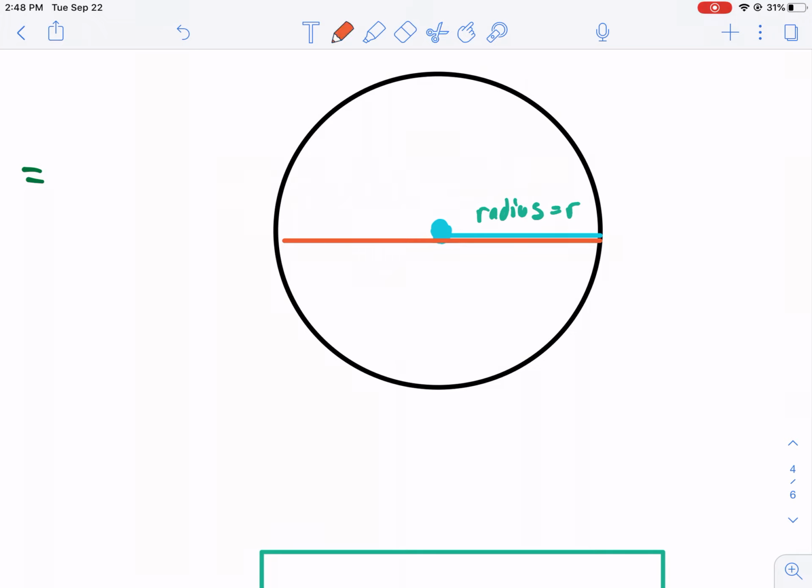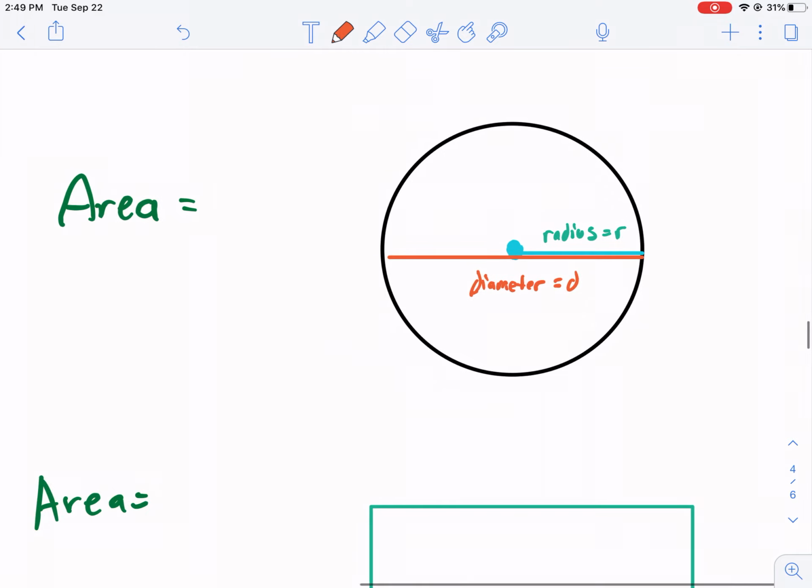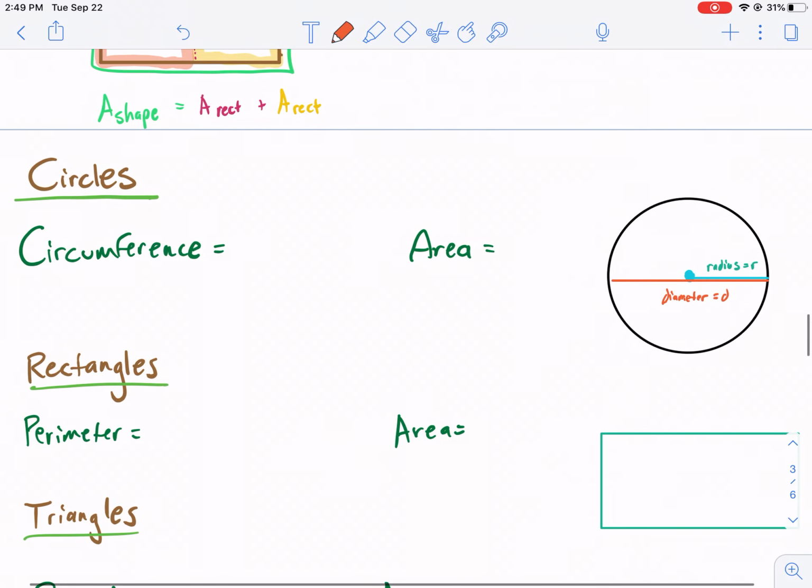So the diameter is 2 times the radius. It's the distance from one side of the circle through the center, often written as d. Okay, so that's the diameter, and that's the radius.